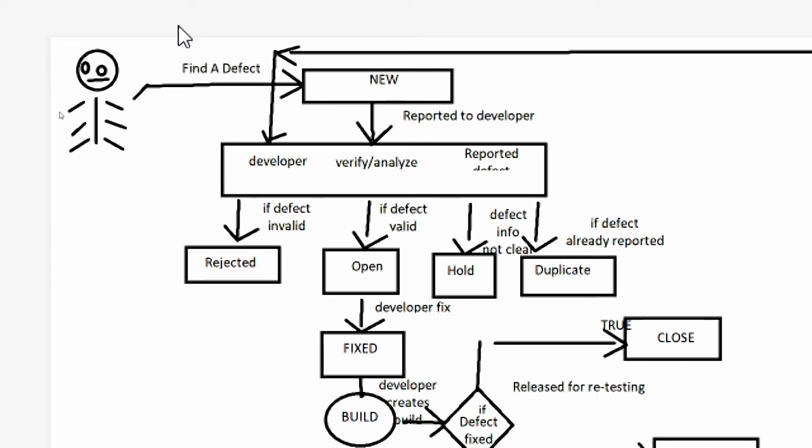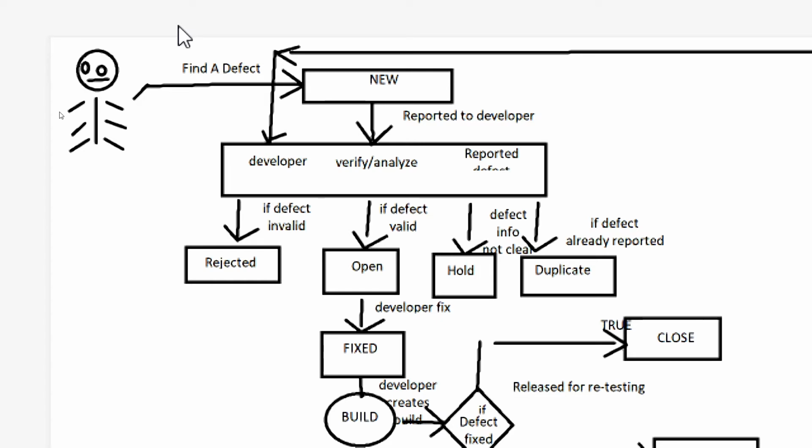Then what is a reproducible defect? The other one is, what is a reproducible defect? If a defect is occurring every time, then it is called a reproducible defect. A defect occurring every time, we can call it a reproducible defect. And there will also be defect severity and defect priority.